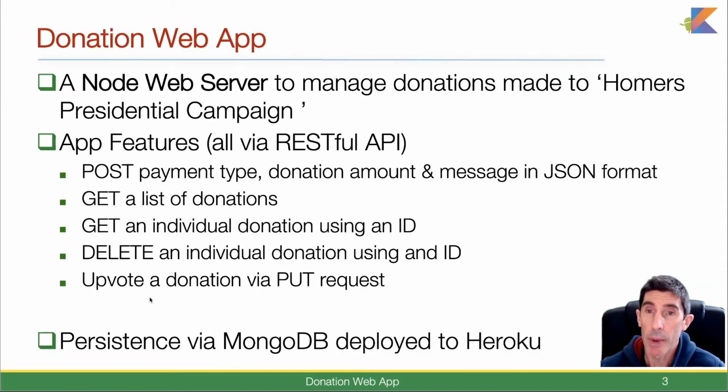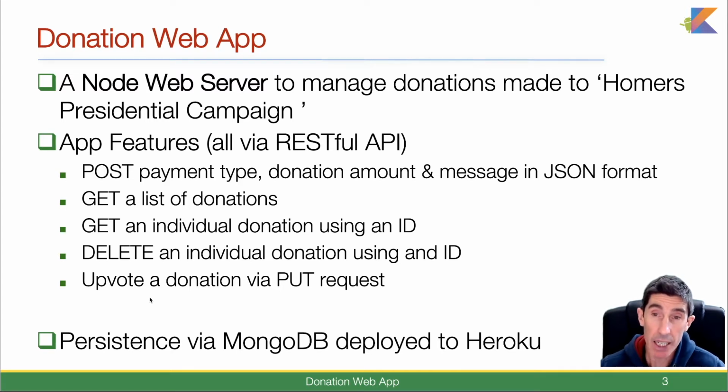To talk a little bit about what it is: it manages our donations made to Homer's presidential campaign. What are the features? It's all RESTful, so you would have done some of this before in previous web modules, where we can post a payment type of donation. We're going to modify our donation model slightly and bring in a message field, just to have a little bit extra that we can work with.